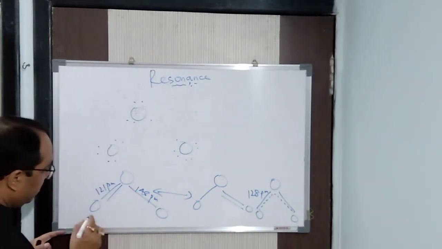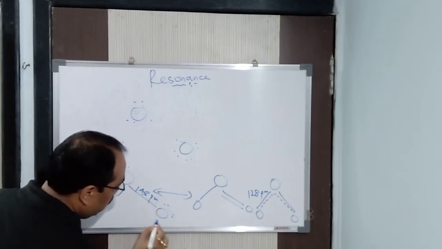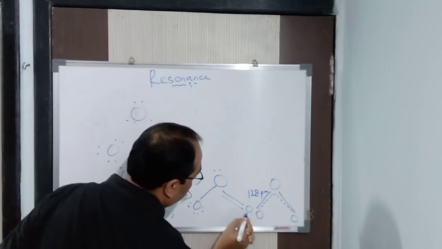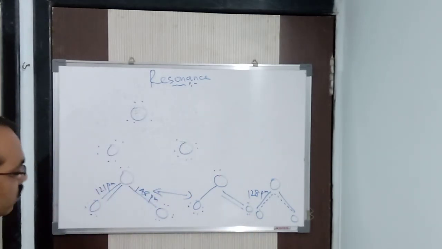So here you can see that you put the electrons here. Here also you put the electrons. You need to put the electrons. Clear? So these two are the canonical structures.